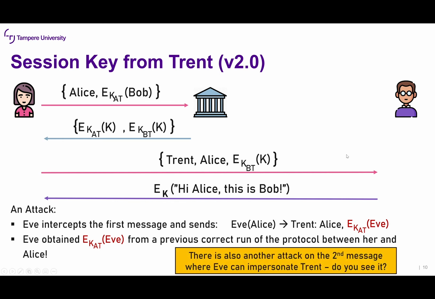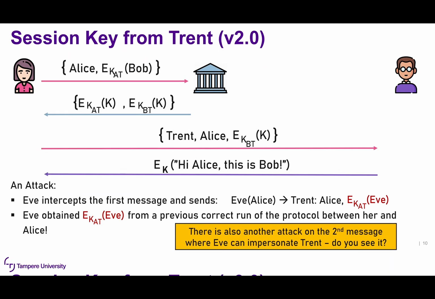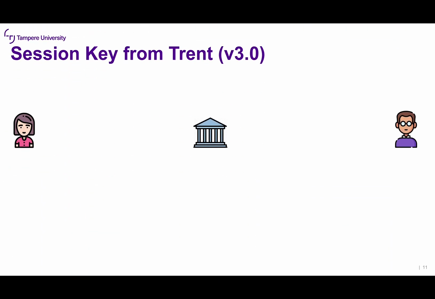Now, there is also another attack on the second message where Eve can impersonate Trent. Do you see it? So please try. So let's try to fix this, right? And yeah, this takes us to session key from Trent version 3.0.